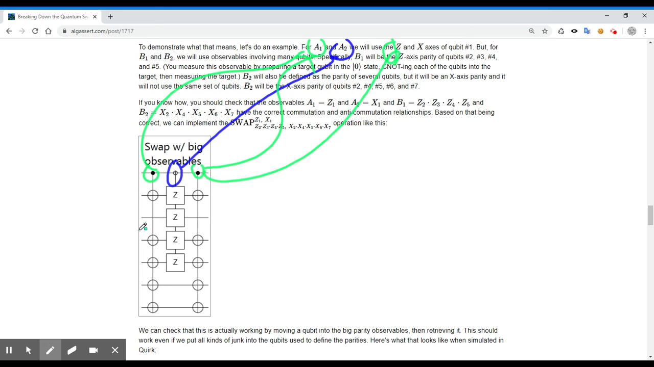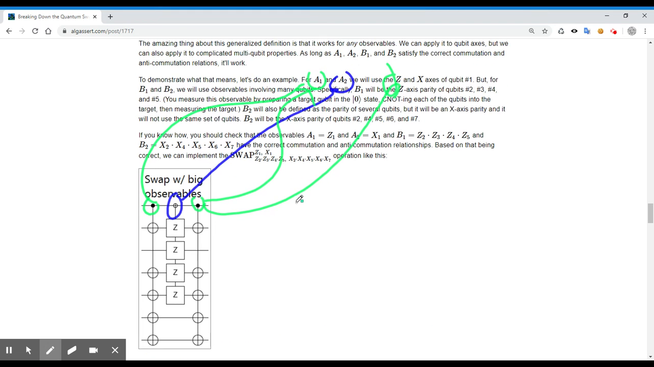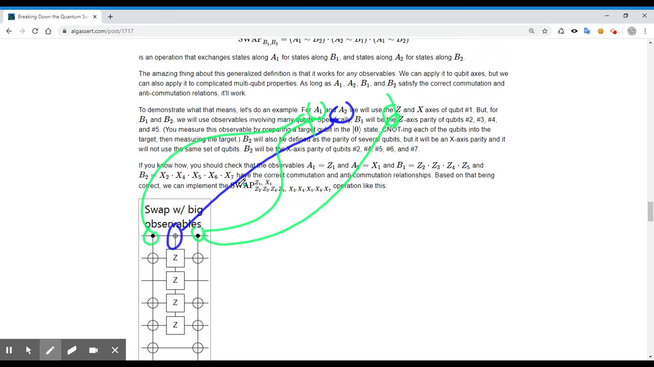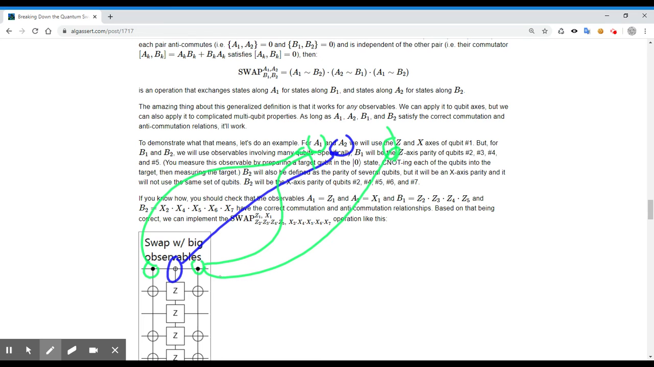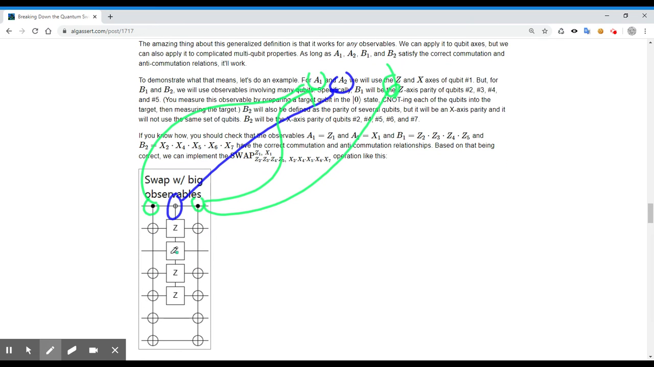And then here you've got the parity observables. So what Craig is saying is that to calculate the parity of qubits 2, 3, and 4, qubits 2, 3, 4, and 5, so this is the parity. And so this here, I'm using another color. This here: a target qubit into the 0 state, CNOTing each of the qubits into the target, then measuring the target.